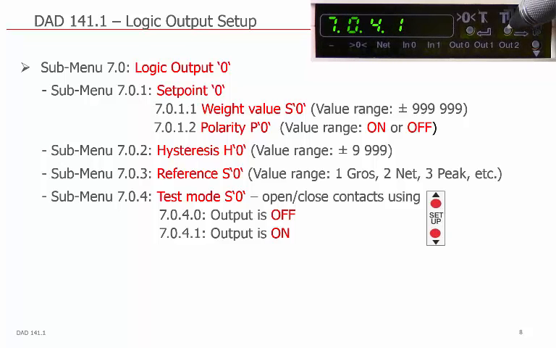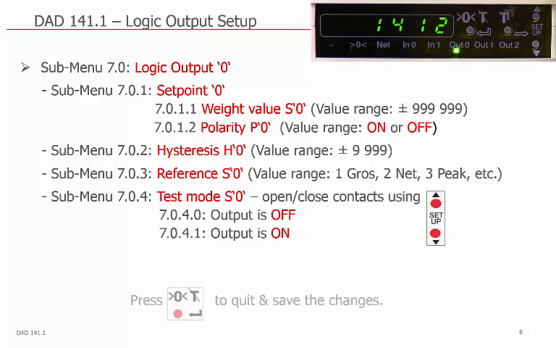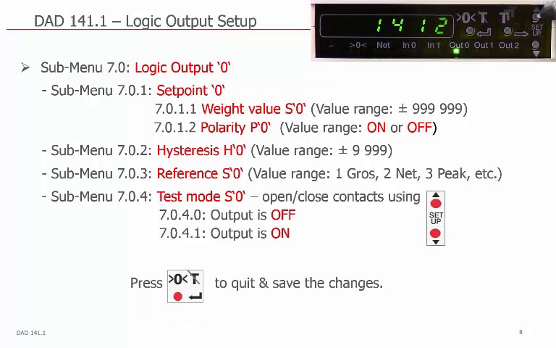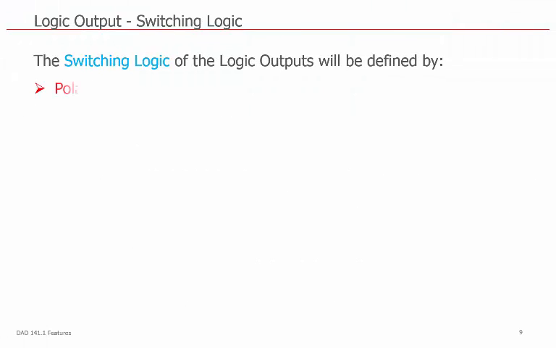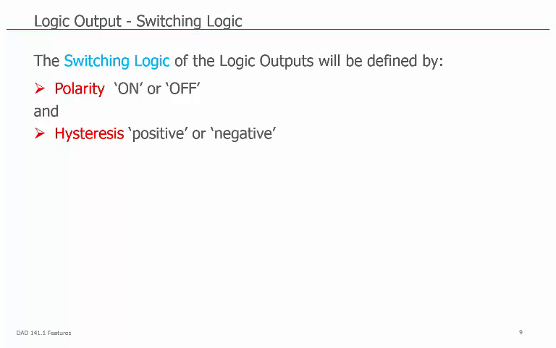7.0.4.0, output is off. 7.0.4.1, output is on. Press Enter to quit and save the changes. Switching logic. The switching logic of the logic outputs will be defined by polarity and hysteresis. Polarity on or off, output status normally closed or open, and hysteresis positive or negative.